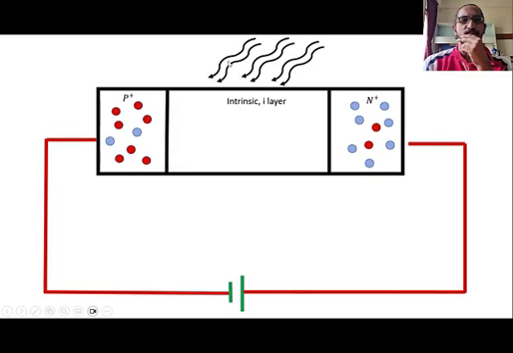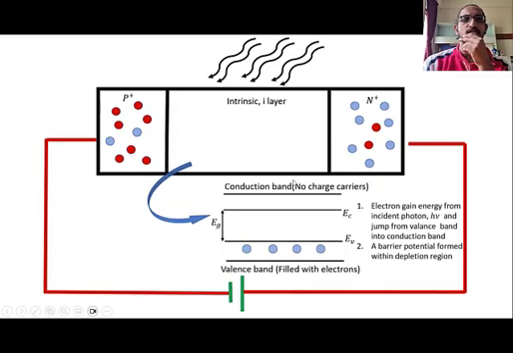When a photon of sufficient energy strikes the depletion region within the intrinsic semiconductor, the energy is absorbed by the electrons in the valence band, which are then able to jump into the conduction band, thereby generating electron and hole pairs, which then form a barrier potential.